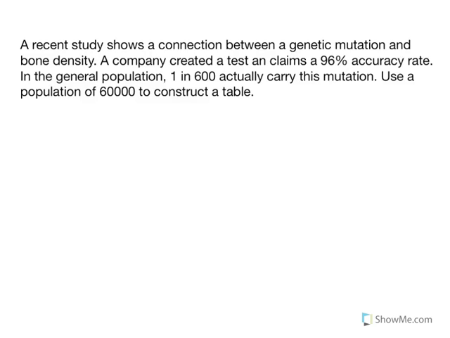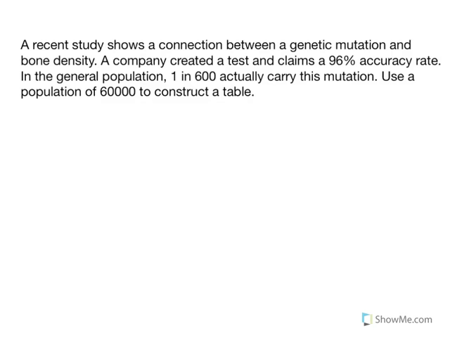A recent study shows a connection between a genetic mutation and bone density. A company created a test and claims a 96% accuracy rate in the general population. 1 in 600 actually carry this mutation. Use a population of 60,000 to construct a table.